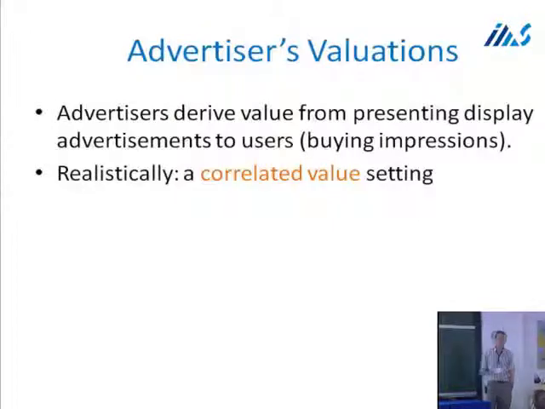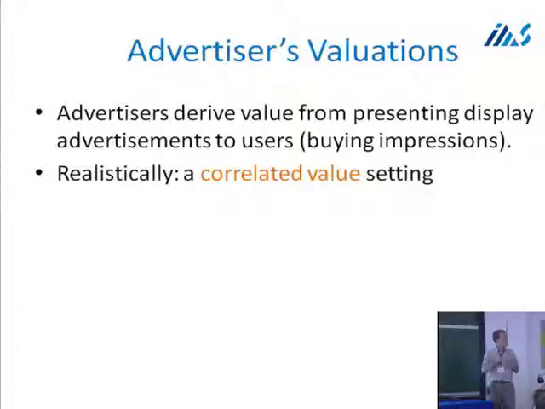Okay, so how should we model the valuation of the users in such a setting? It seems reasonable to believe that this is a correlated value setting. What I mean by correlated value: everybody might agree that an impression by a human is better than an impression by a bot. But a human that is searching for a car might be of more interest to car dealers than a human that is currently interested in buying a watch.